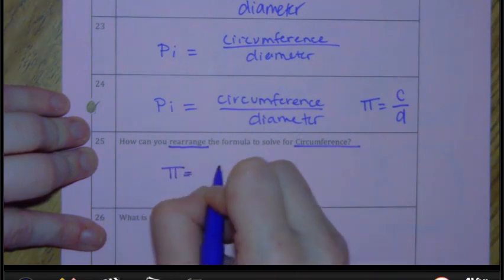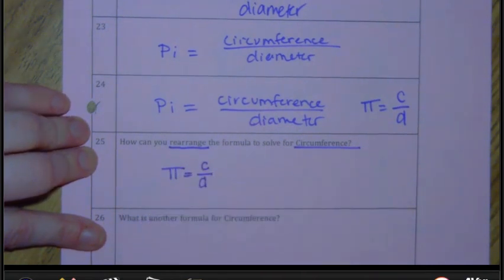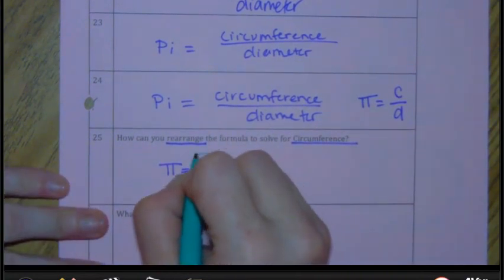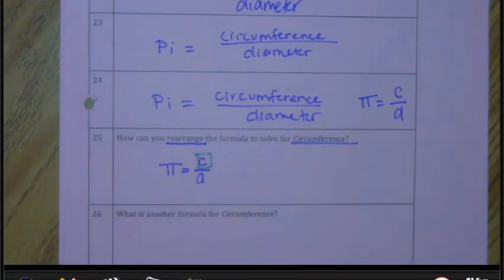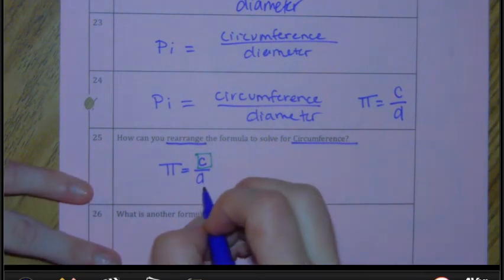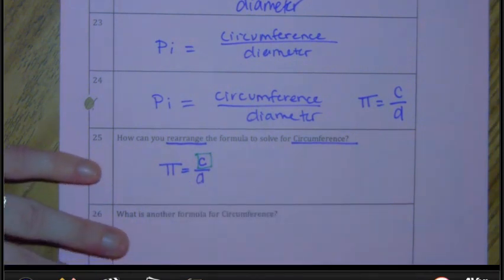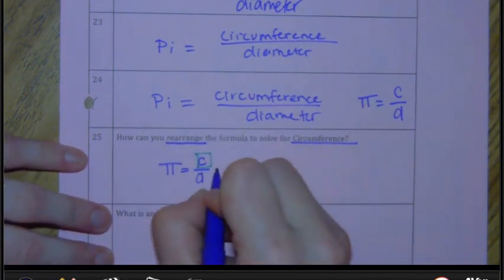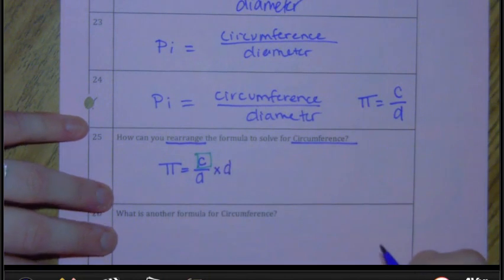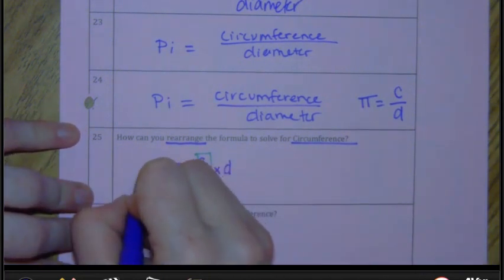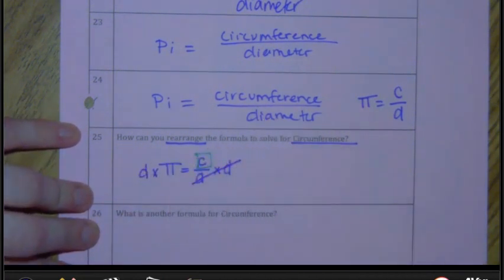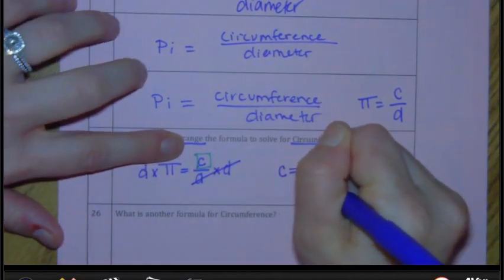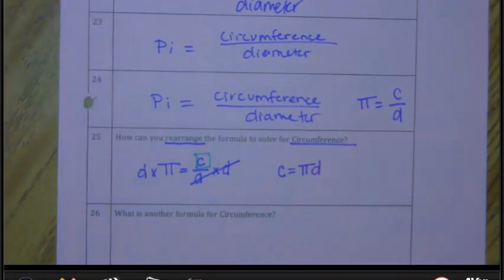All right, and then number 25, how can you rearrange the formula to solve for circumference? So I have pi is equal to C over D. How can I rearrange this in order to get C by itself? Right now I'm doing C divided by D is equal to pi. Well, I'm going to do the opposite of what I see. So I see division, so I'm going to multiply by D on this side. What I do to one side, I must do to the other. So the D's cancel out, and I'm left with C is equal to pi D.